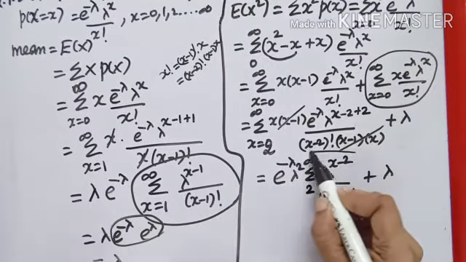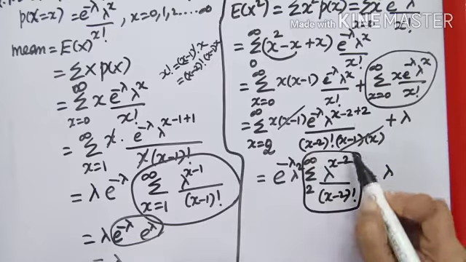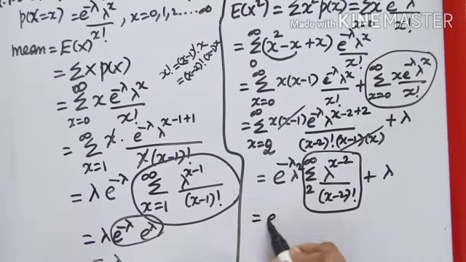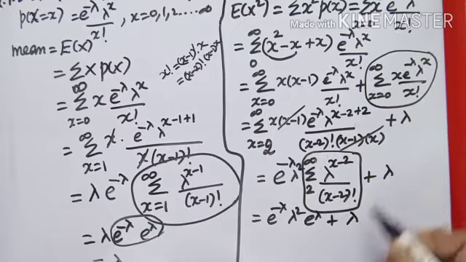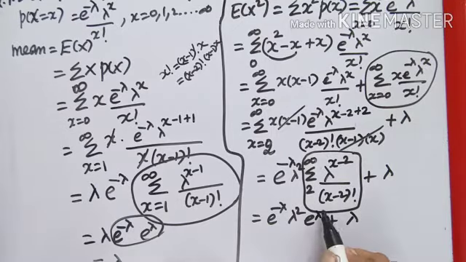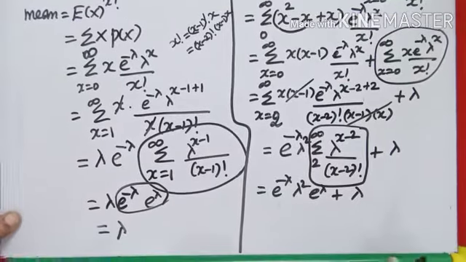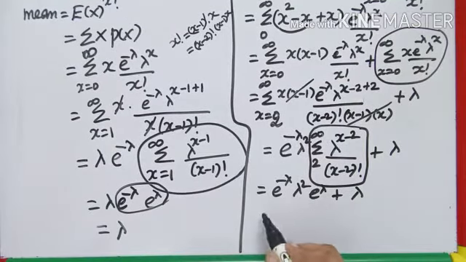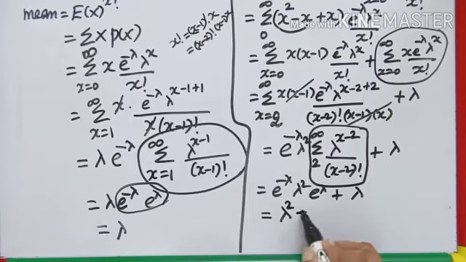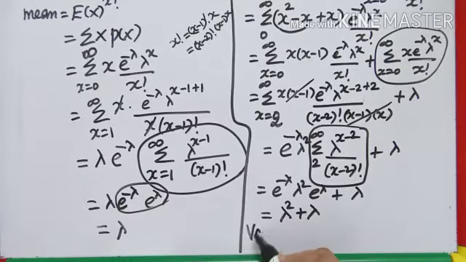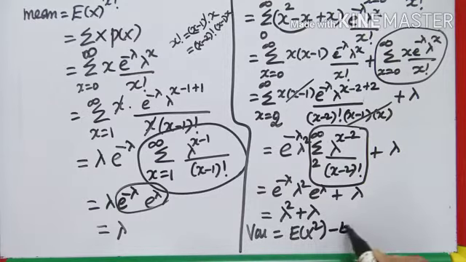This full term, as in the previous idea, will become e power lambda plus lambda as it is. E power lambda and e power minus lambda will get cancelled because they are reciprocal to each other. My answer is lambda square plus lambda. Now I need to find out variance. What is the formula? E of x square minus e of x the whole square.